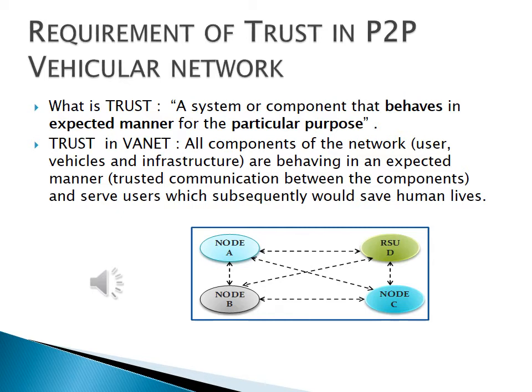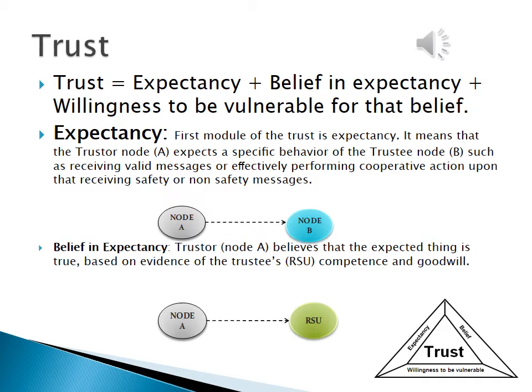Requirement of trust in peer-to-peer vehicular network. What is trust? A system or component that behaves in the expected manner for the particular purpose. Trust in VANET: all components of the network, user, vehicles and infrastructure, are behaving in an expected manner, with trusted communication between the components, and serve users, which subsequently would save human lives. Trust equals expectancy plus belief in expectancy plus willingness to be vulnerable for that belief.